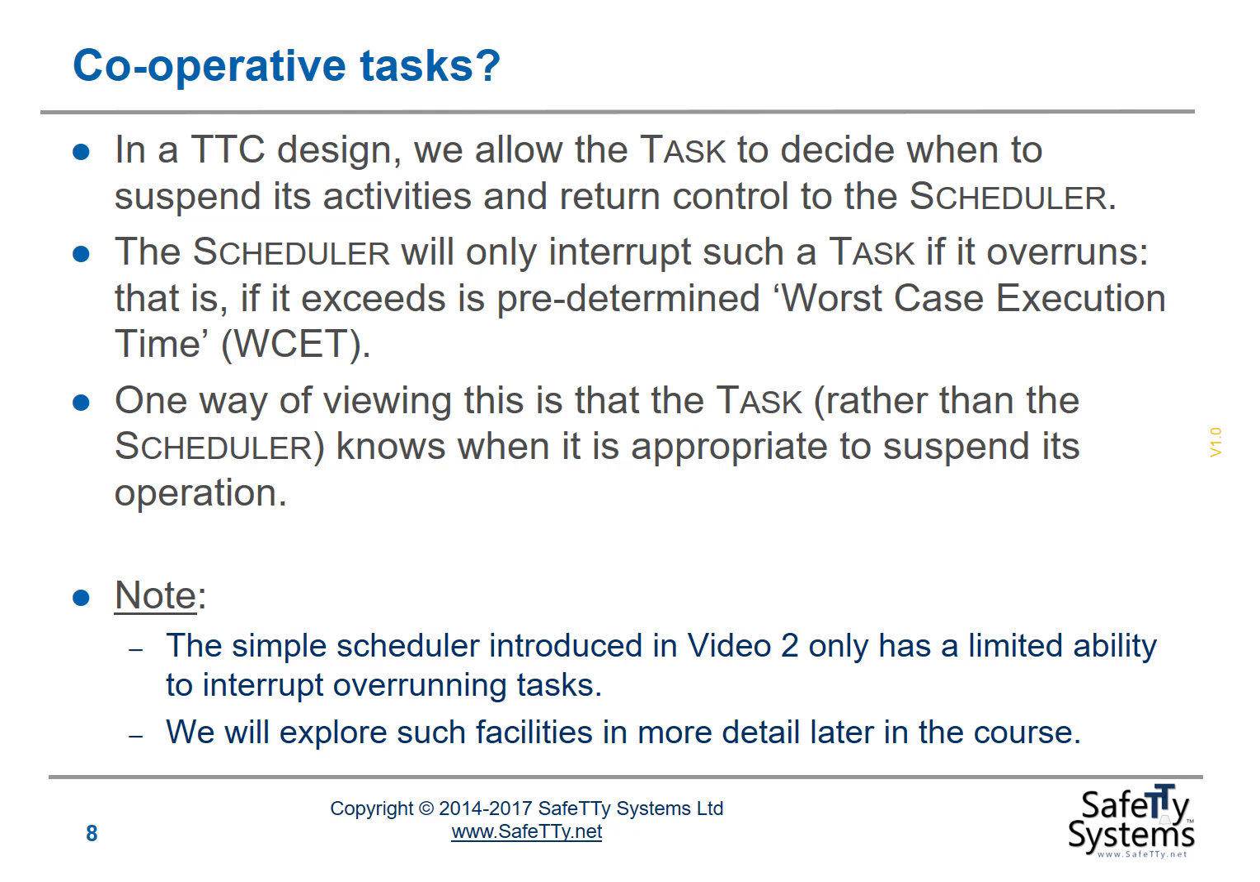One thing should be noted at this point: the simple scheduler that we introduced in video 2 and is described in chapter 2 of the ERES2 book only has a limited ability to interrupt overrunning tasks. We'll look in several later videos at various techniques we can use to shut down tasks that overrun, and we can do that very precisely. Typically, we can detect a task overrun of 1 or 2 microseconds from its predetermined worst case execution time.